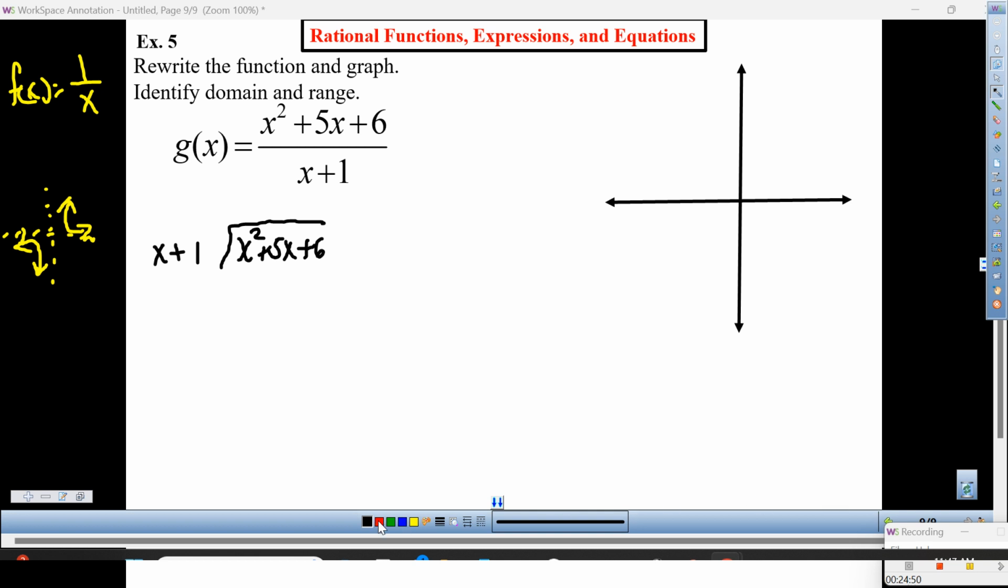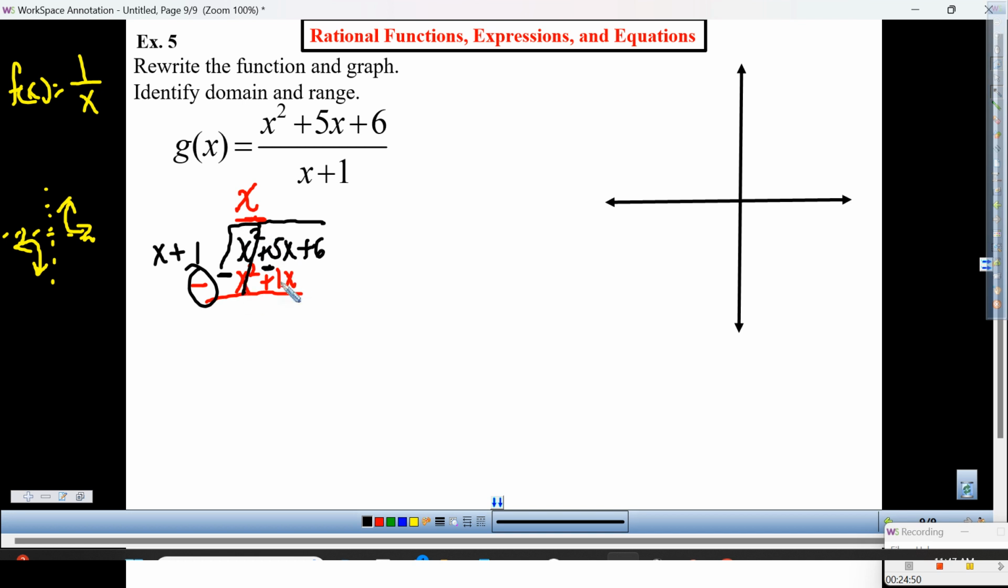Help me out. x squared. What number times x gives me x squared? x, that is correct. Write that in there. x times x is x squared. x times 1 is 1x. We're going to subtract. Circle it so you remember to distribute here and here. Are we there so far? So the x squares cancel.